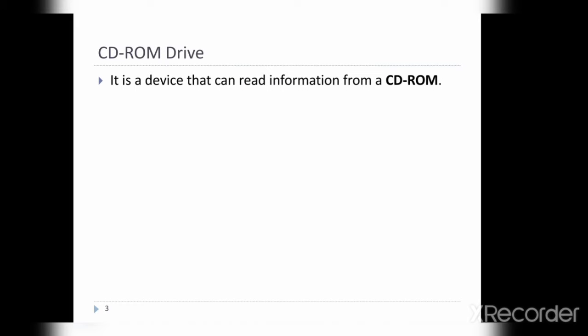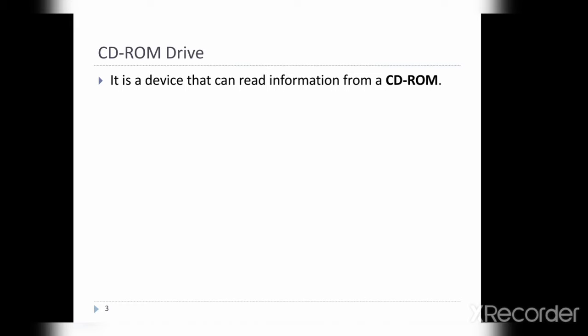We will see the other peripheral devices. First of all, CD-ROM drive, then printer, then types of printer. There are some printer types, then modem. We will see them one by one. First of all, CD-ROM drive.